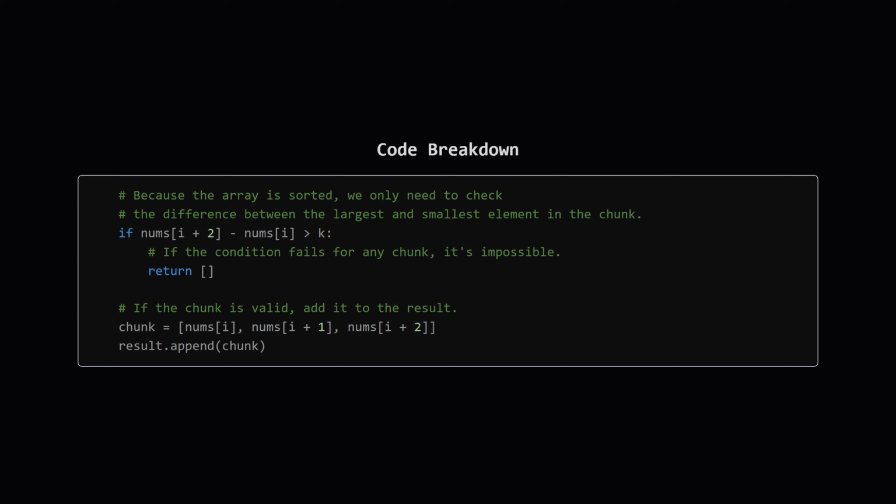If that difference is greater than k, we immediately know a valid partition is impossible, so we return an empty list. If the check passes, it means this group is valid. So we create a new list containing the 3 elements from our current chunk and add it to our result list. And that's it. The loop continues until we've checked every chunk.